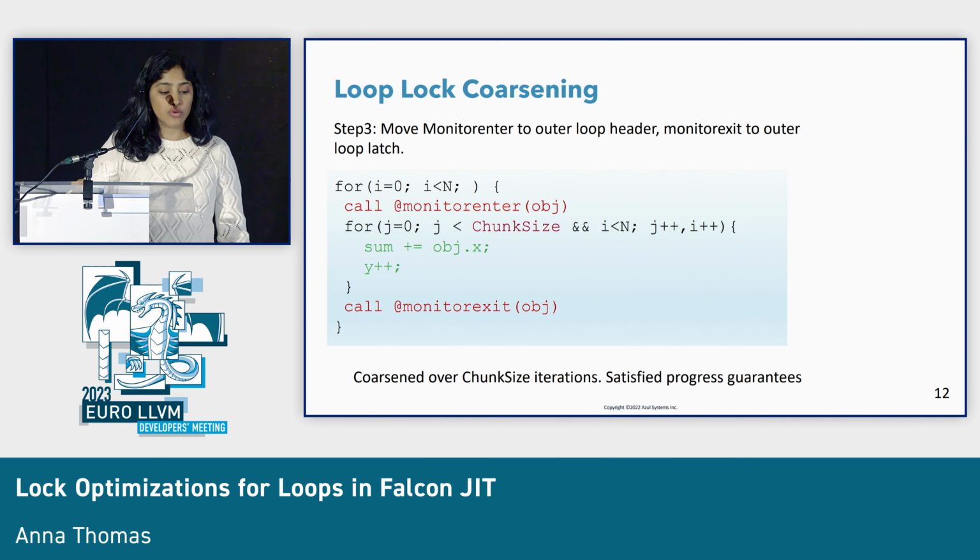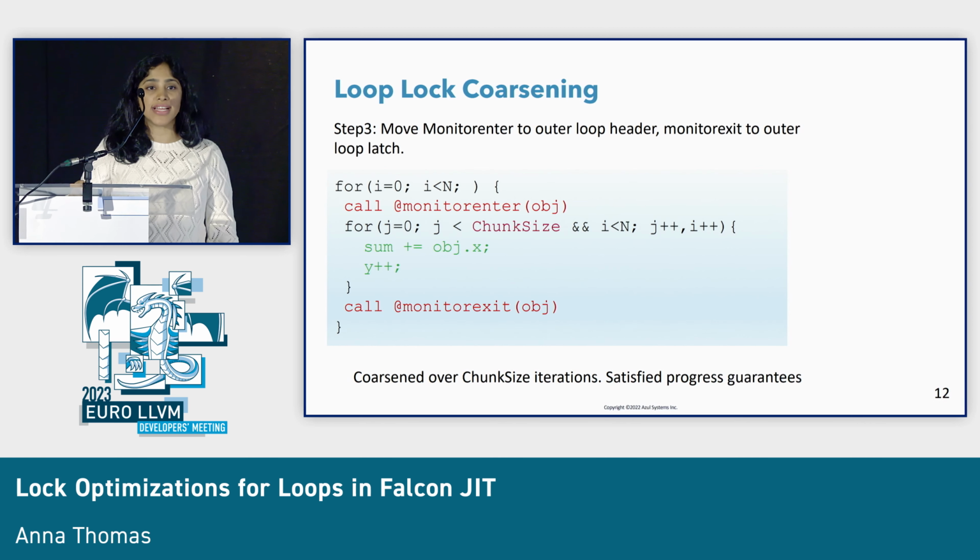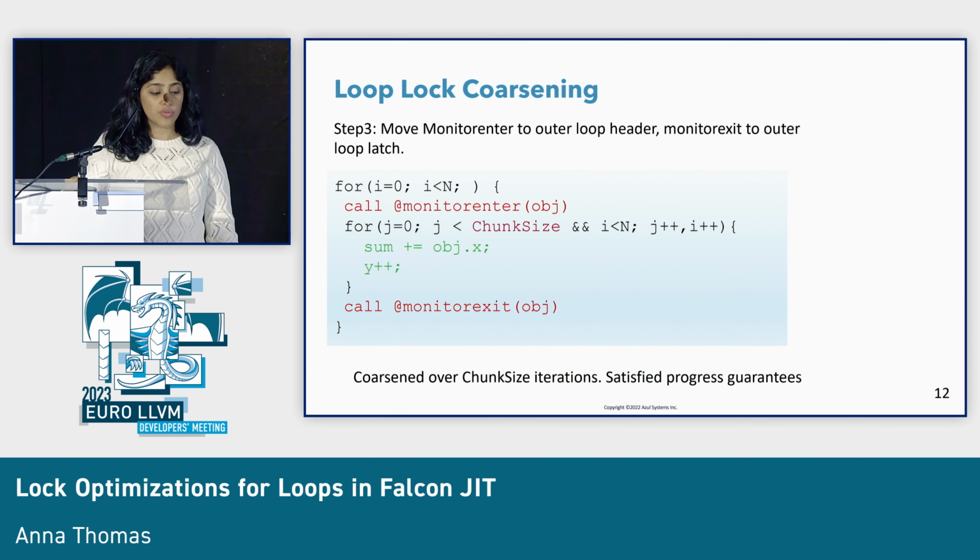The next thing that we do is we move the monitor enter to the outer loop header, and the monitor exit to the outer loop latch. So this effectively means that now we have coarsened that lock over the chunked loop. This is how we satisfy the progress guarantee, because we know what the chunk size is and we are coarsening exactly across chunk size number of iterations.